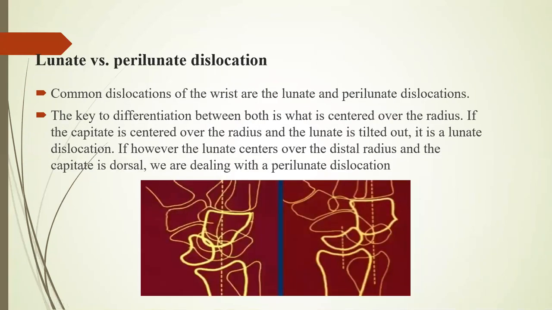Lunate versus perilunate dislocation. Common dislocations of the wrist are lunate and perilunate dislocation. The key to differentiate between both is what is centered over the radius. If the lunate is centered over the radius and the capitate is displaced, this is perilunate dislocation. Whereas if the capitate is centered over the radius and the lunate is displaced, this is called lunate dislocation.